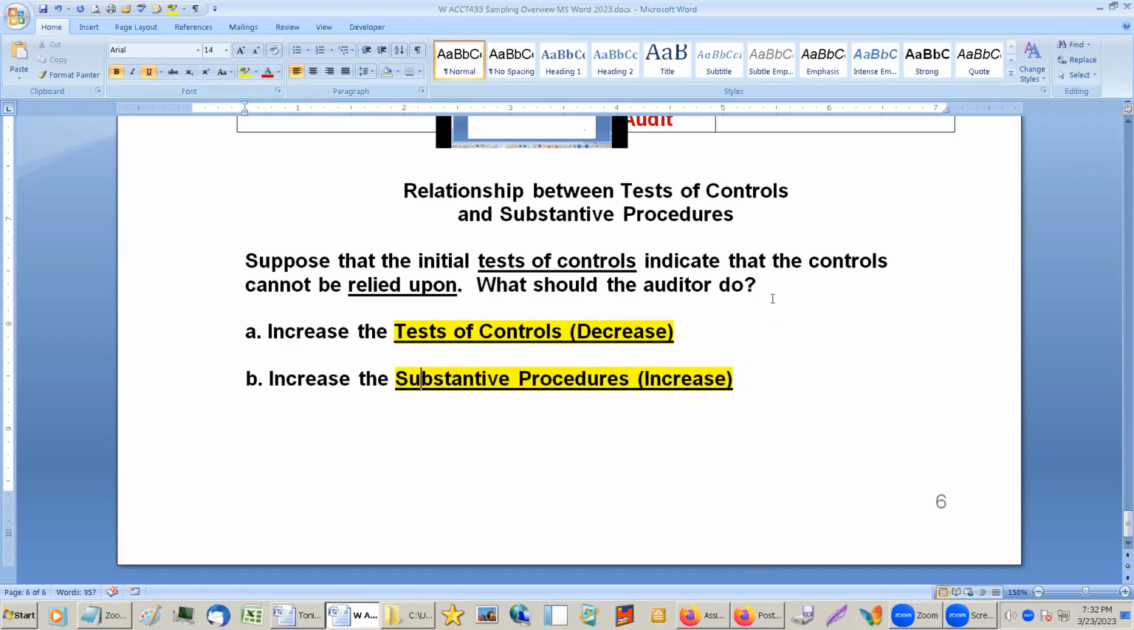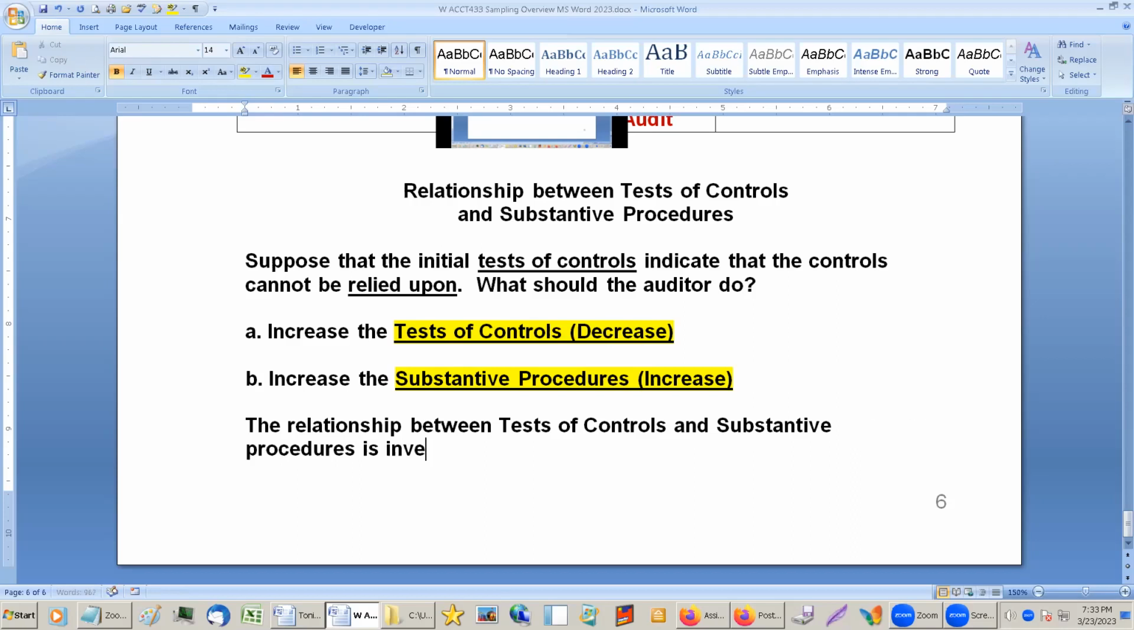Now, the relationship between testing controls and substantive procedures is inverse. The more you do of one, the less you do of the other one.